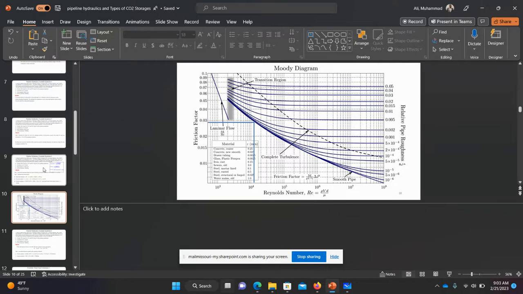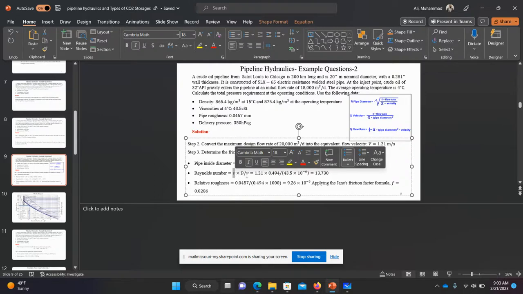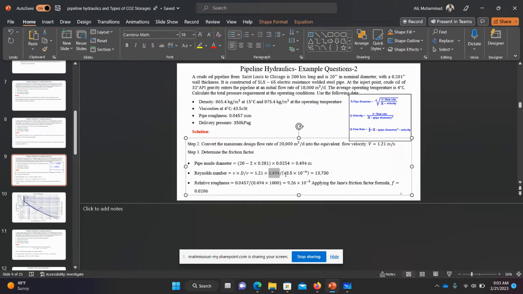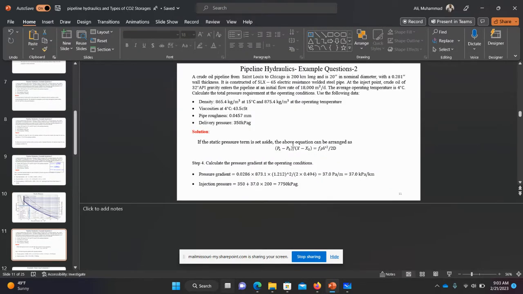The Reynolds number can be found using this formula, where we have the velocity, diameter, and viscosity. So here is the velocity, we had the inside diameter, and then we had this viscosity, and we found the Reynolds number. Relative roughness is based on the pipe roughness, which is 0.047 divided by 0.494 and multiplied by 1000. Using this, we found the friction factor. Then after we have this friction factor, the velocity, the viscosity, and the inside diameter, we plug in all the values here.